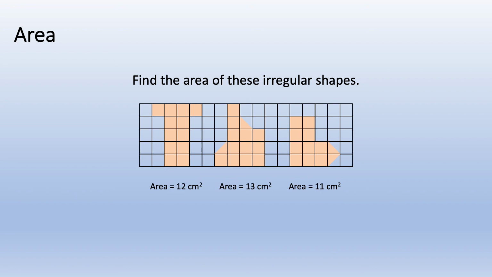By counting the shaded squares, including those that are half shaded, children can calculate and compare the total areas of regular and irregular shapes. So I've given you the answers to this one here. The first one being 12 centimetres squared. The second one 13 centimetres squared because it includes the two half squares. And the last one 11 centimetres squared.